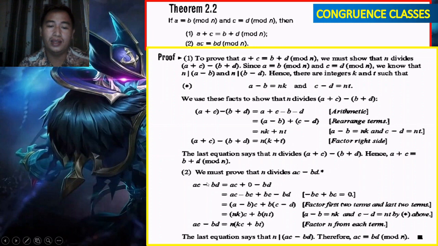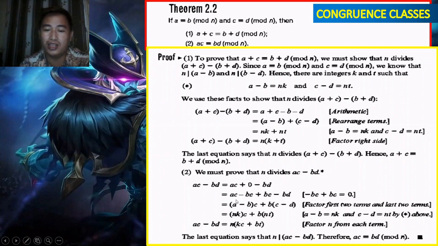Okay. So, AC minus BD is equal to AC plus 0 minus BD. We add a 0 inside, and then replace that 0 with minus BC plus BC. Right? So AC minus BC, we can factor out C, and we form A minus B.